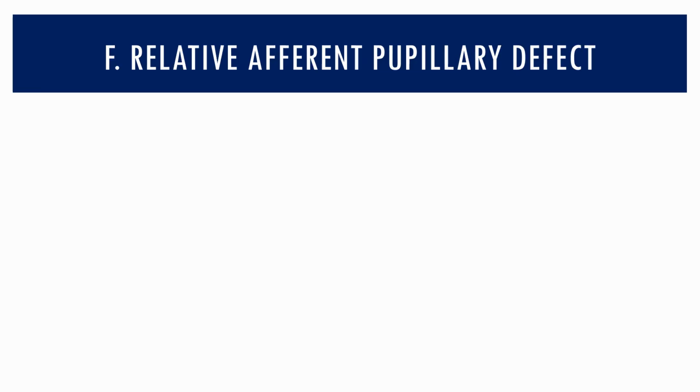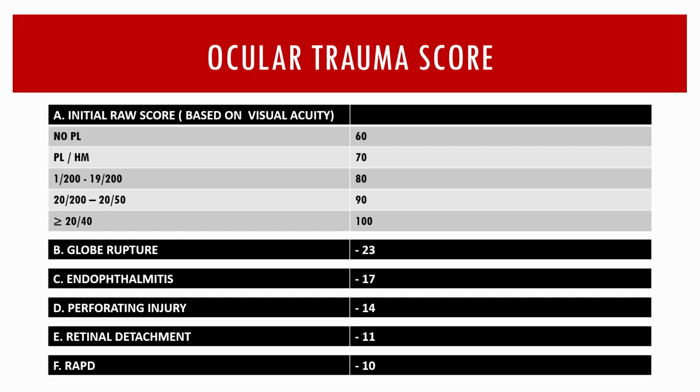Finally, relative afferent pupillary defect carries a minus 10 score in the ocular trauma score. Hence, we start with the number 10. Here, the number 1 forms part of the outer eye, while the 0 becomes the pupil in the center. So together, the numbers transform into an eye. Since RAPD is detected by examining the pupil reactions, this visual eye mnemonic helps me instantly associate RAPD with the score of minus 10. And that completes all the major OTS variables and their visual memory tricks.